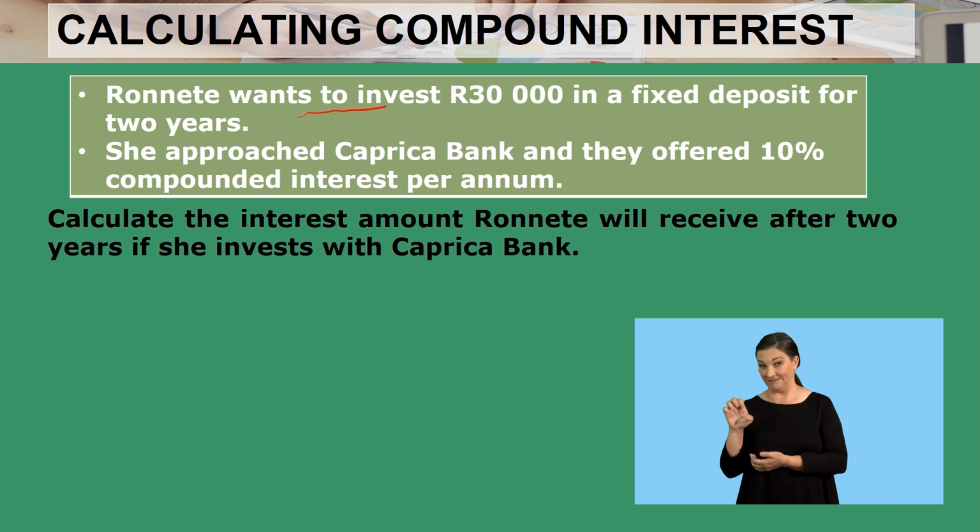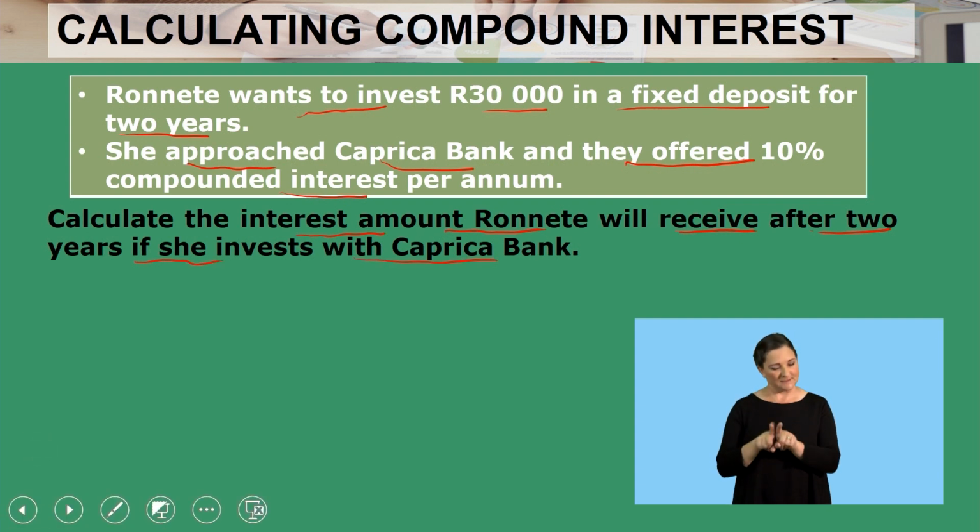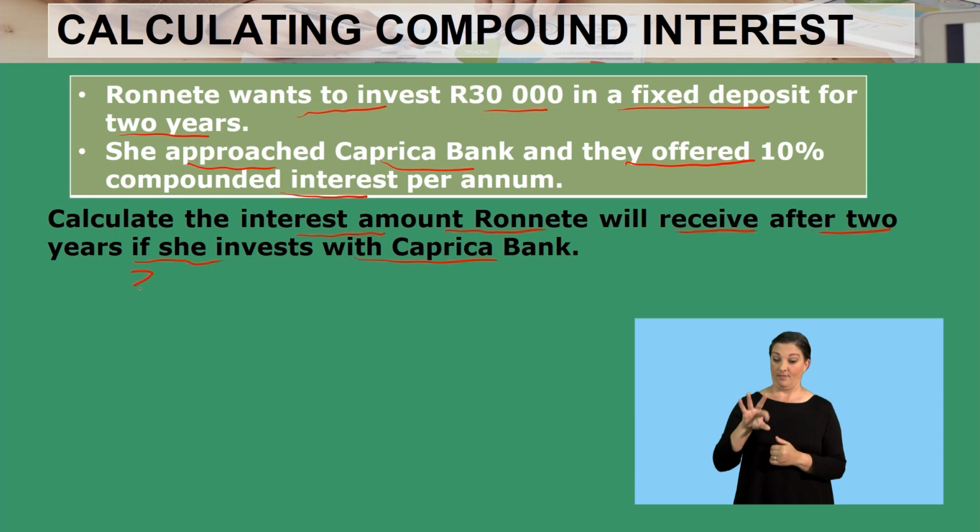Then let us look into how you would calculate now for Ronette. Ronette wants to invest 30,000 in a fixed deposit for 2 years. She approached Capri Bank and they offered 10% compound interest. Calculate the interest amount Ronette will receive after 2 years if she invests with Capri Bank. Now, we do the same thing. What is the principal amount? 30,000. What is the interest? We have 10%.